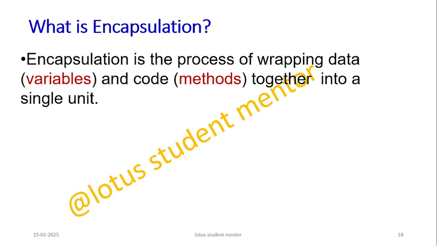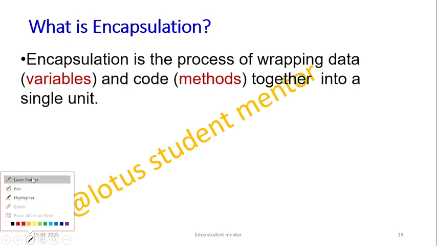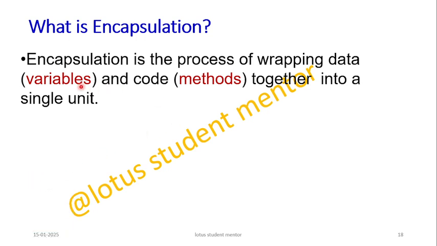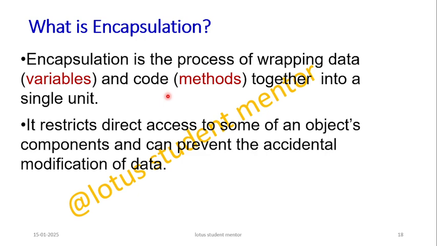Encapsulation is the process of integrating the data and the code together in a single unit. What is a single unit? It consists of variables and methods, or data and the code. That is single unit encapsulation. It restricts the direct access to some of an object's components and can prevent the accidental modification of data, which is the main purpose of encapsulation.